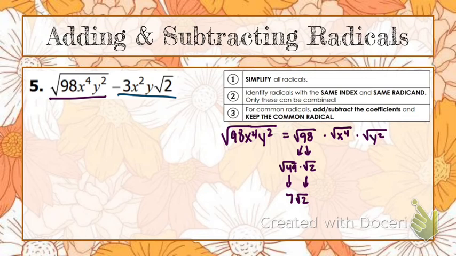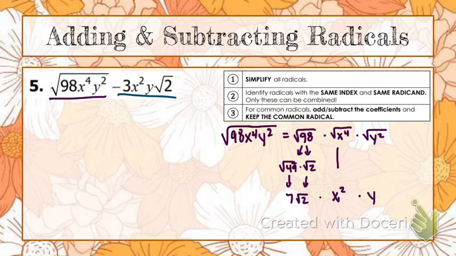Then the square root of x to the fourth, remember we do 4 divided by 2. There's an understood 2 there. 4 divided by 2 is 2 with none left over. So since 4 divided by 2 is 2, we get x squared, x to the second power. And then the square root of y squared, 2 divided by 2 is 1 with none left over. So that's going to get rid of the radical. 2 divided by 2 is 1, so it's y to the first power, but that 1 is unnecessary. Don't have to write it.